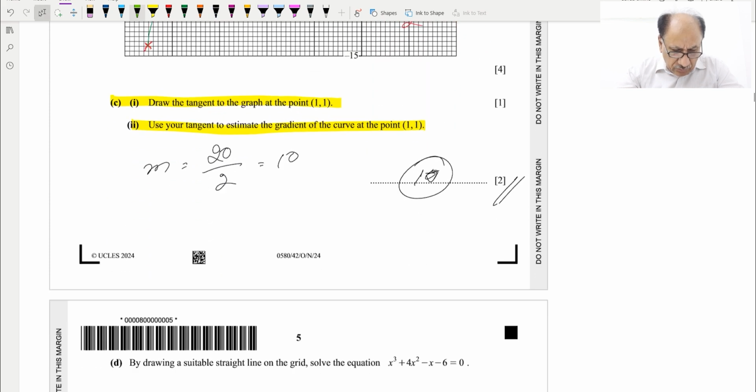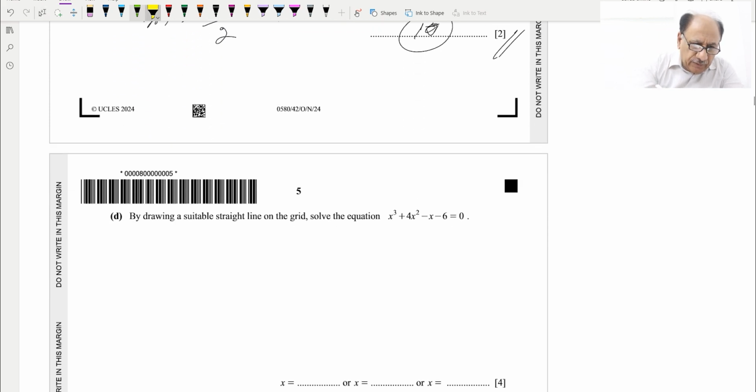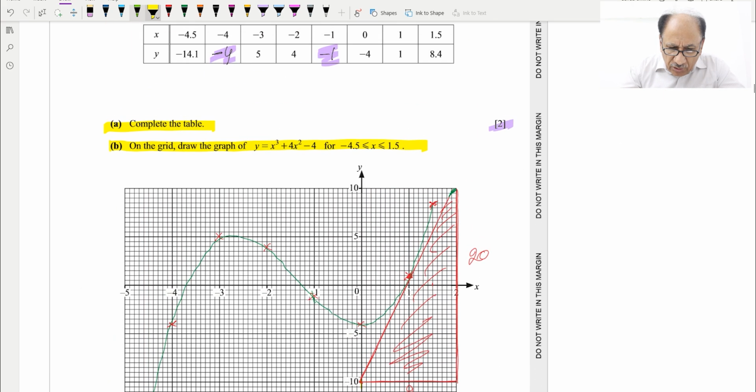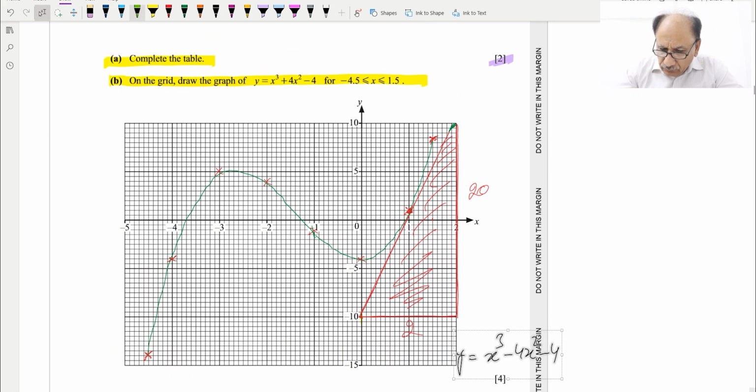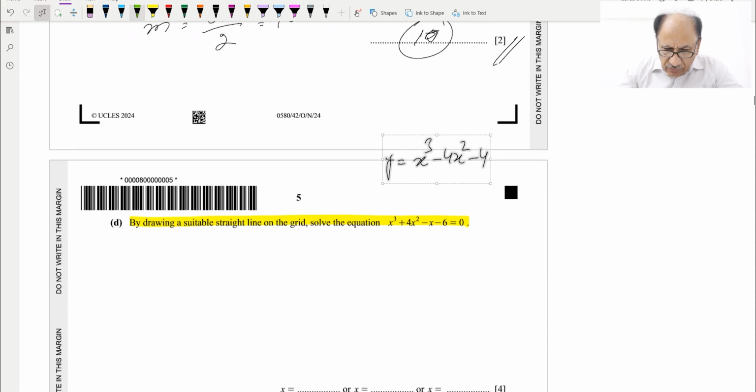Hopefully you understood this. Now they are saying, by drawing a suitable straight line on the grid, solve the equation. So if we check this equation, basically the given equation, y is what? y is this one. If I write, y is equal to x cube minus 4x square minus 4. So this is basically the y which we can take to the location. Okay, and form the equation.